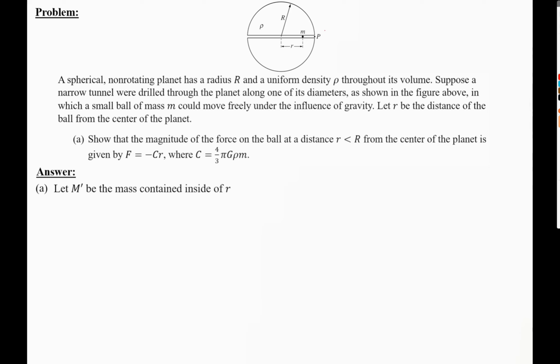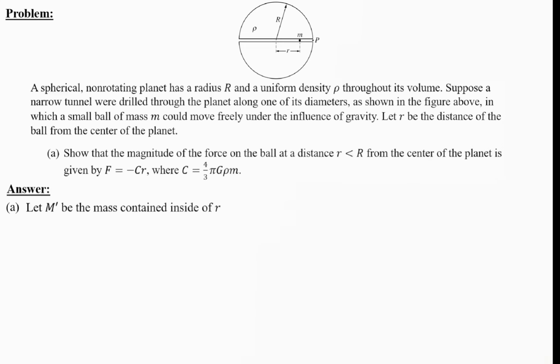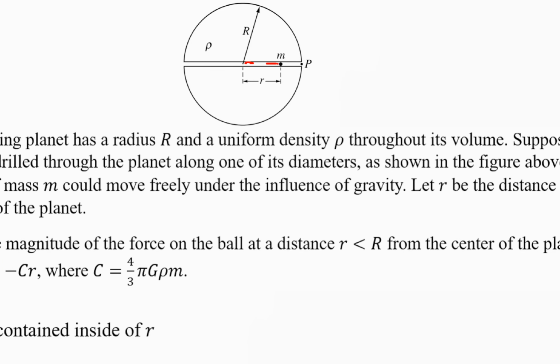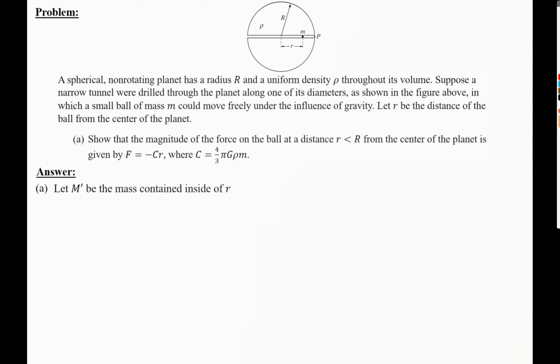Why is it minus? Because it's always pointing toward the center. If we're talking about the radial direction, any force pointing away from the center is considered to be in the positive direction, and any force pointing toward the center is considered to be a negative force. So I'm trying to explain why they have introduced this minus sign. In order to do so, we need to determine the mass m prime contained inside of R, then proceed with Newton's universal law of gravitation.